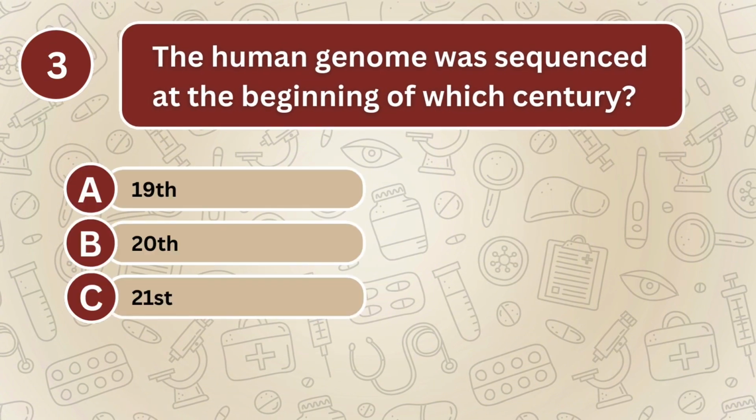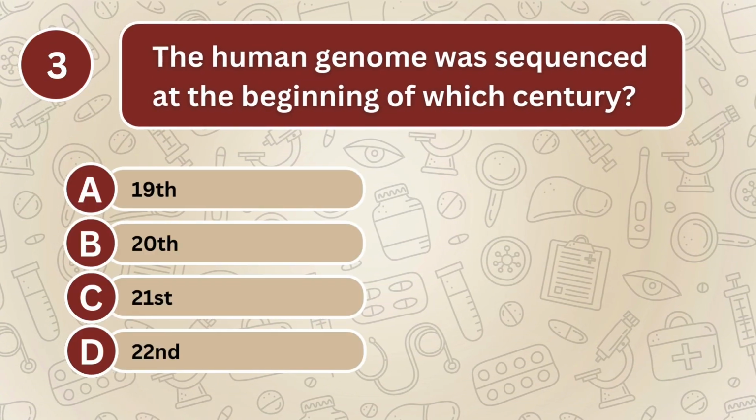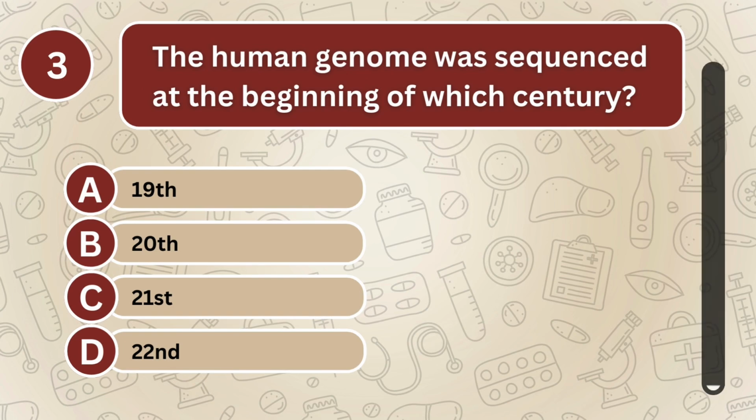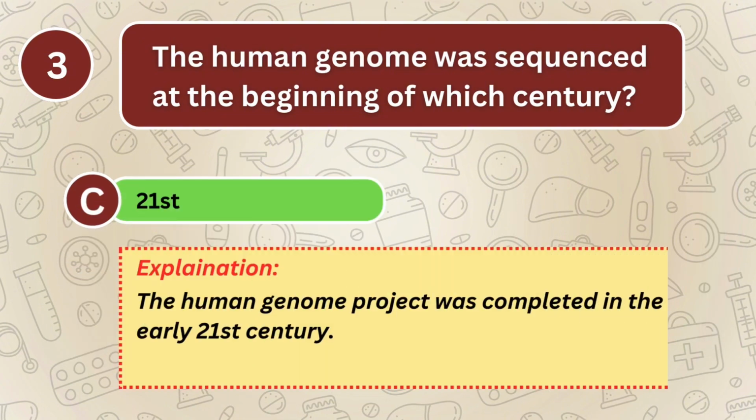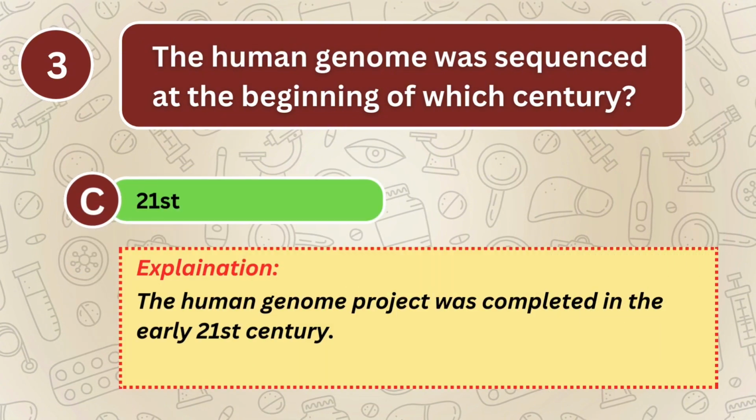The human genome was sequenced at the beginning of which century? A. 19th, B. 20th, C. 21st century, or D. 22nd century? Correct answer is C. 21st century.